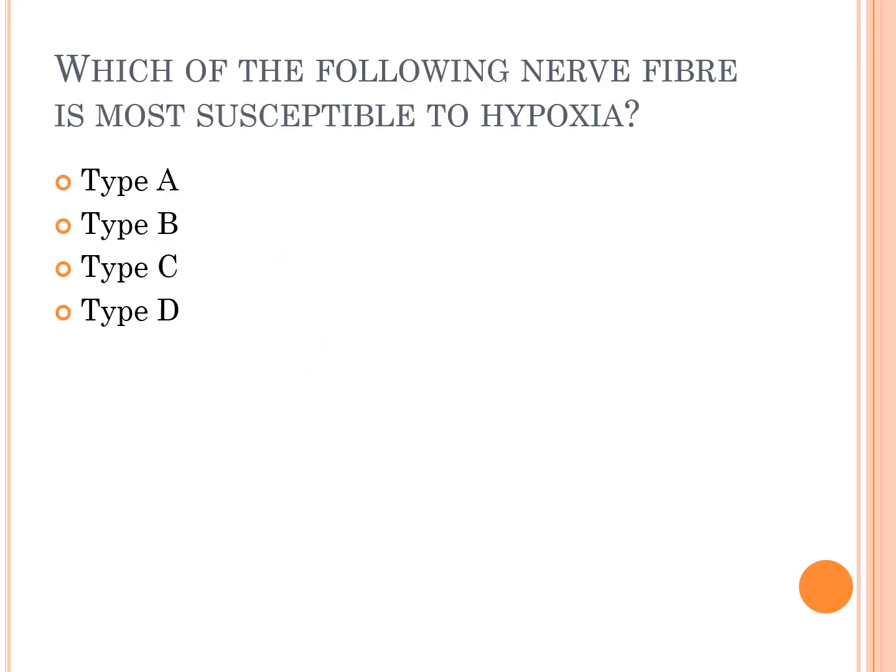Which of the following nerve fibers is most susceptible to hypoxia? We said it is type B. Type B nerve fiber is the most susceptible fiber to hypoxia. So you can ask many MCQs from this one table. You can change the question as: which nerve fiber is most susceptible to pressure, which is A; which nerve fiber is most susceptible to local anesthetics, which is C. So that you must remember. Thank you.